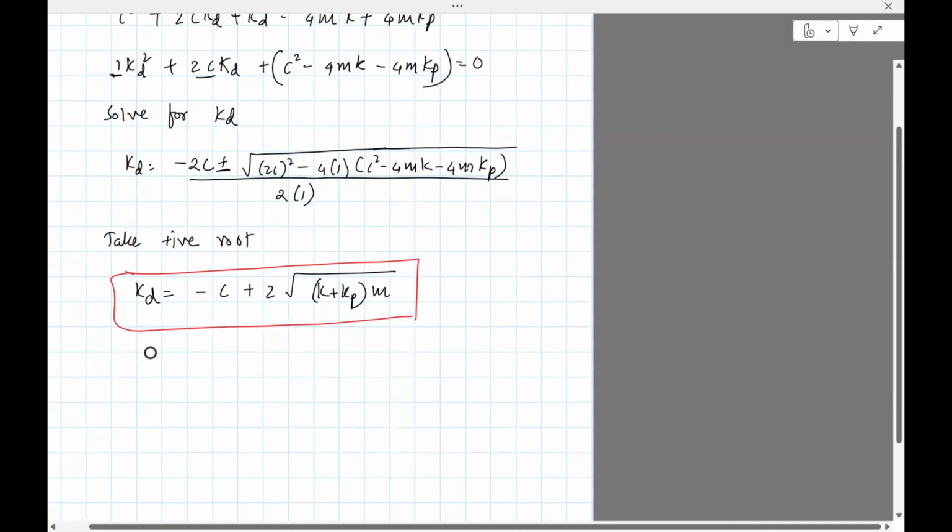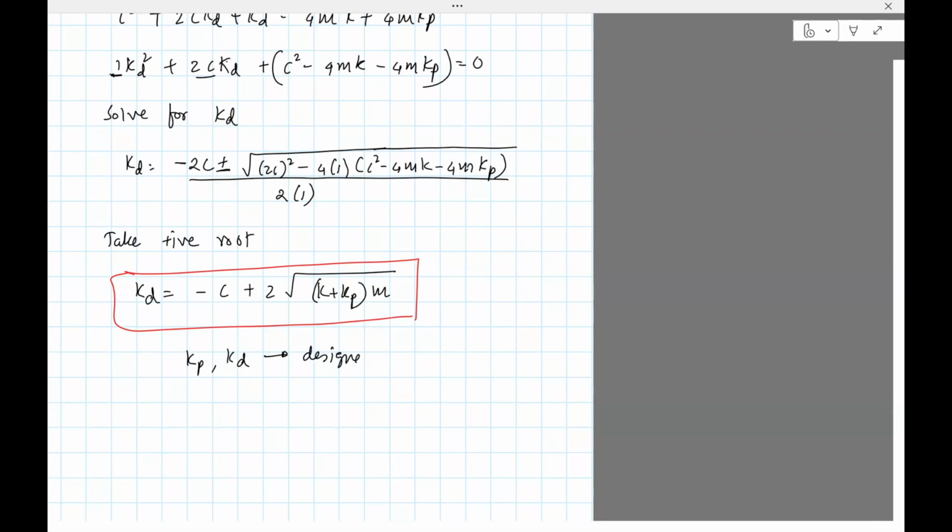Okay, what we'll do is kp and kd are the designer's choice. We could choose either of them. My suggestion is just choose kp and obtain kd from that equation. What this does is it basically ensures that no matter what the spring constant is, no matter what the damping is, you'll always get the system to be critically damped. So it'll always go to 0 in the minimum possible time.